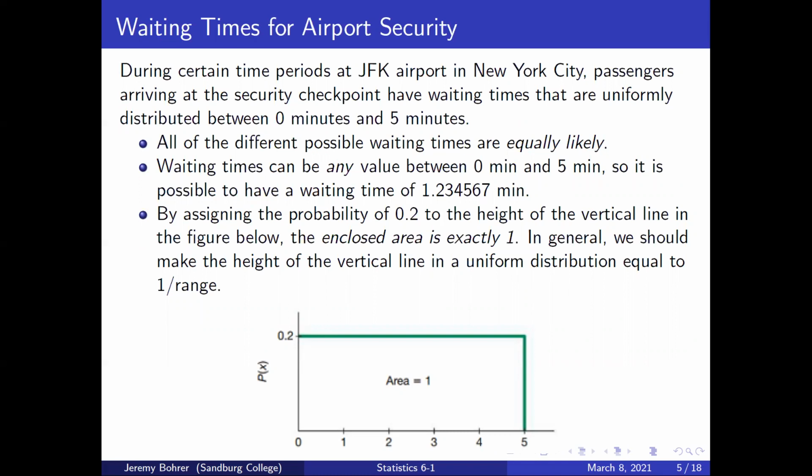During certain time periods at JFK Airport in New York City, passengers arriving at the security checkpoint have waiting times that are uniformly distributed between 0 minutes and 5 minutes. All of the different possible waiting times are equally likely. Waiting times can be any value between 0 minutes and 5 minutes, so it's possible to have a waiting time of 1.234567 minutes. And by assigning the probability of 0.2 to the height of the vertical line in the figure below, the enclosed area is exactly 1. In general, we should make the height of the vertical line in the uniform distribution equal to 1 divided by the range.